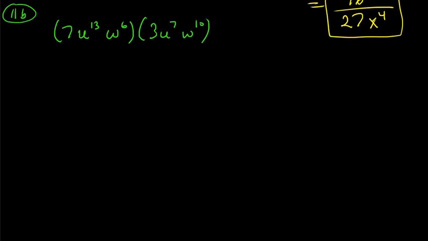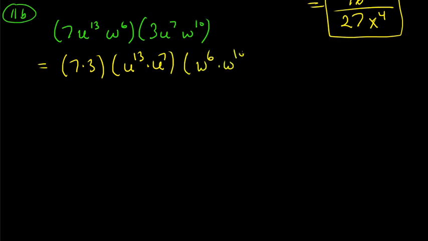Okay, here it is. We want to simplify 7u to the 13 w to the 6 times 3u to the 7 w to the 10. Well, right, order doesn't matter when you're multiplying. So I'm just going to do 7 times 3, and then u to the 13 times u to the 7, and then w to the 6 times w to the 10. So 7 times 3 is 21. That's the easy part.